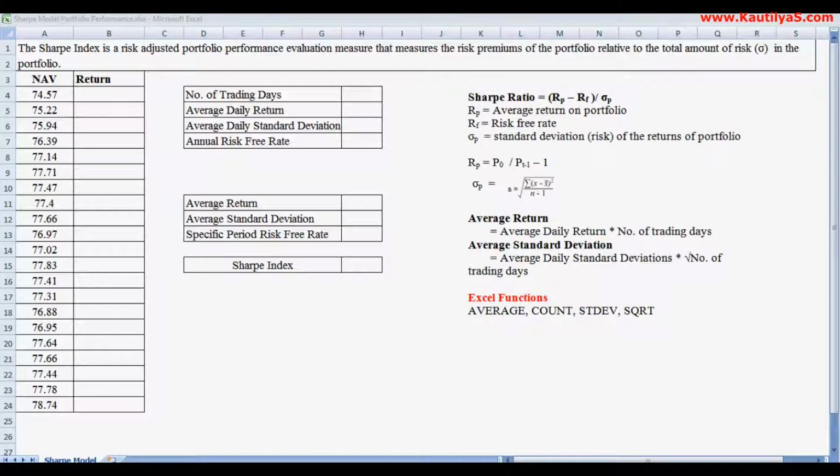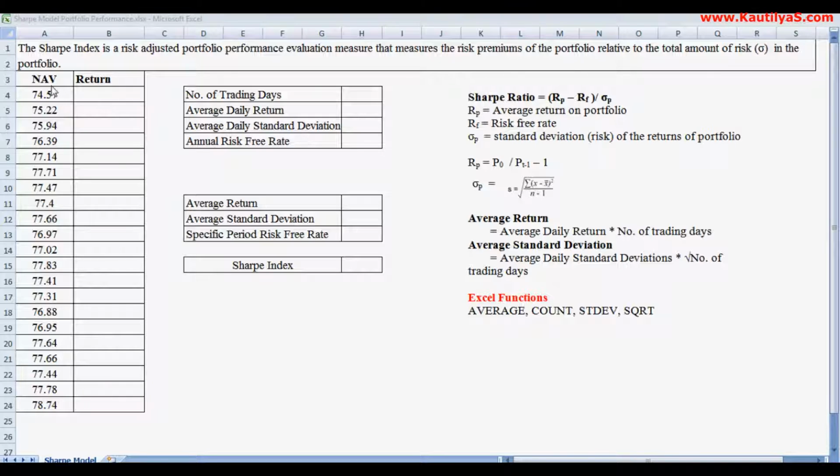Sharpe Index is calculated using an equation, that is return on portfolio minus risk-free rate divided by standard deviation of portfolio, that is a total risk. So first, we need to calculate a return on portfolio.